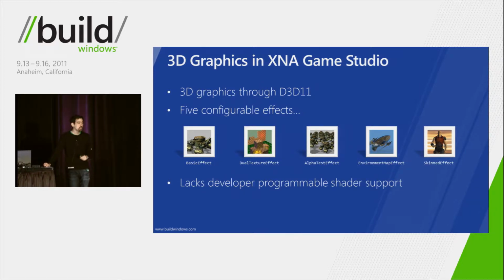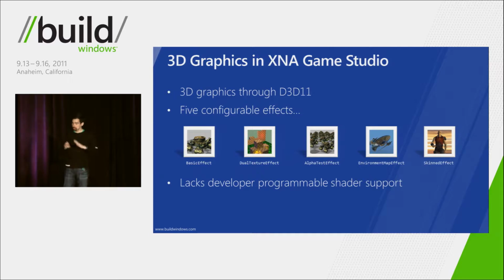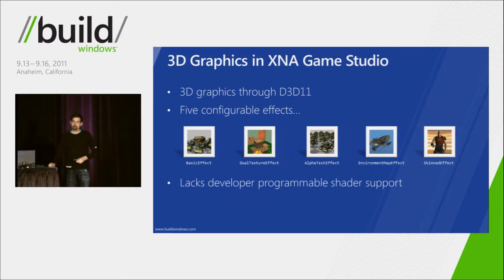A combination of these can yield some very impressive effects, and you can see some of the 3D games that have come out on Windows Phone 7, The Harvest, Hydro Thunder. A lot of great stuff is coming out that uses just these effects. And there is a limitation. The Windows Phone developer ecosystem for games does lack developer programmable shader support, so you cannot program your own HLSL shaders in this model. But you can use these effects, and you can get some tremendous results.